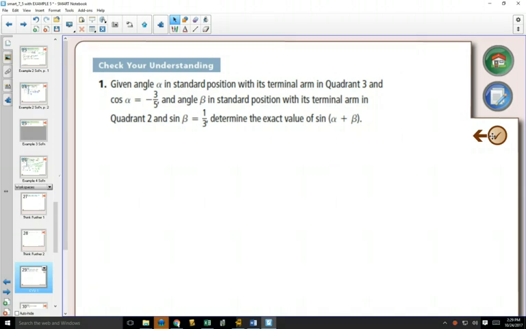Question number 1. This is on page 637. Perfect.